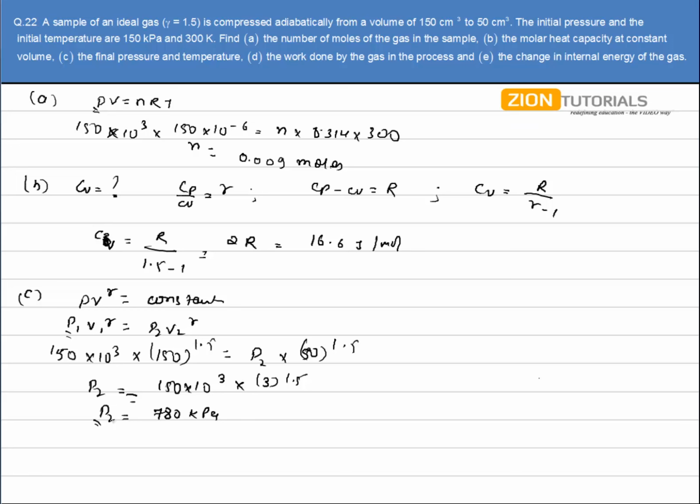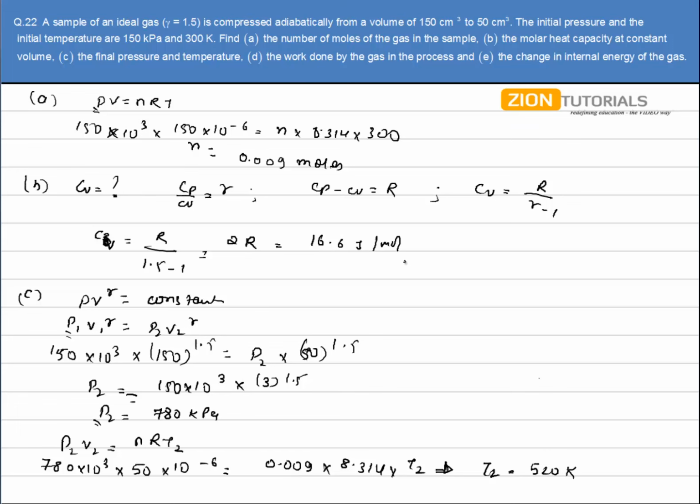Now since I have the final pressure, I already know the final volume and the temperature is to be calculated. So use the ideal gas equation over here, that is P2 V2 equals nR T2. Final pressure is 780 times 10^3, volume is 50 cm³. Number of moles as I calculated above is 0.009 moles. The value of R is 8.314, and T2, the final temperature, is what I have to calculate. Solve this equation and get the value of T2 as 520 Kelvin.